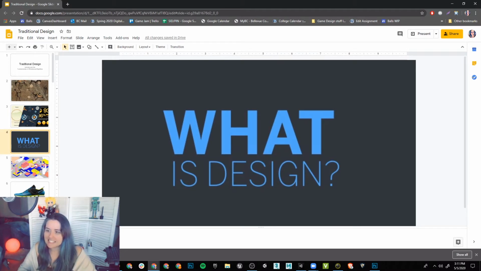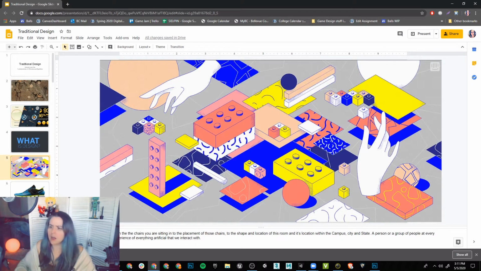So what is design? Now, all artificial things have been through a design process. Everything. So from the chairs that you're sitting in, to the placement of those chairs, to the shape and location of the room that you're sitting in, and the location within campus or city or state or home, wherever, everything was decided by a group of people at some point in time. Every level made choices to create the experience and everything artificial that we interact with.